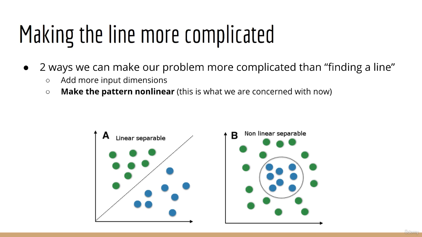This is still pretty simplistic because you can always picture a plane in your head, a straight, non-curving surface that separates data between classes. The second way we can make things more complicated is that the decision boundary or regression function we are looking for is not a straight line or plane. This is what we are interested in when we discuss neural networks.